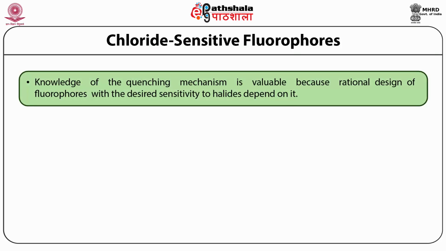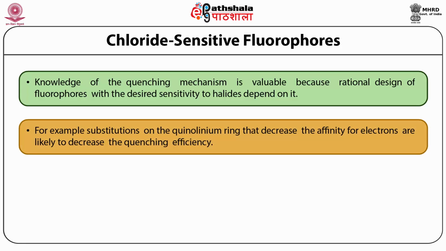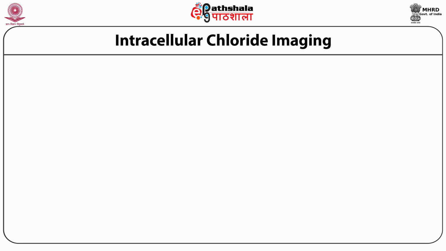Knowledge of the quenching mechanism is valuable because rational design of fluorophores with the desired sensitivity to halide depends on it. That means if you want to design a fluorophore for a specific use, you have to have knowledge of the quenching mechanism. For example, substitutions on the quinolinium ring that decrease the affinity for electrons are likely to decrease the quenching efficiency. So you need to keep in mind the type of substitutions you add on any system, whether they increase or decrease the quenching efficiency.